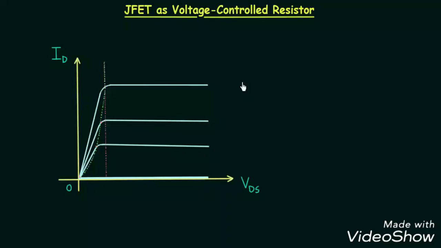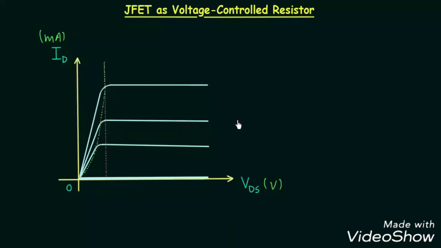We obtained output characteristics of junction field effect transistor in the last presentation, and now I will explain how we can use JFET as voltage controlled resistor. On your screen you can see the output characteristics. The x-axis is for voltage VDS, drain to source voltage in volts, and the y-axis is for current ID in milliamps. We are calling these characteristics output characteristics because we are having various ID versus VDS curves where ID is the output current and VDS is the output voltage.